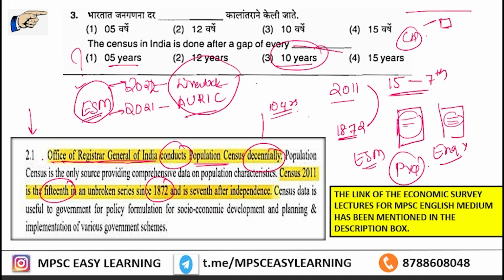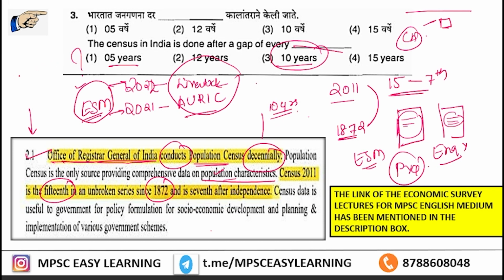Because for example, this is the data, okay, and I read and focus on the words population characteristics. That population census is the only source providing comprehensive data on population characteristics. I feel this is important and I go ahead with this word or concept for the exam, but in the exam it turns out they asked something else.